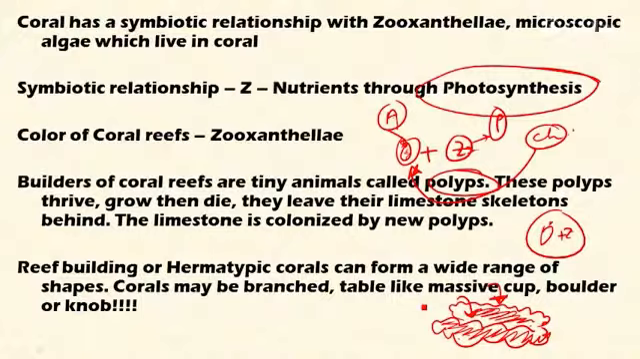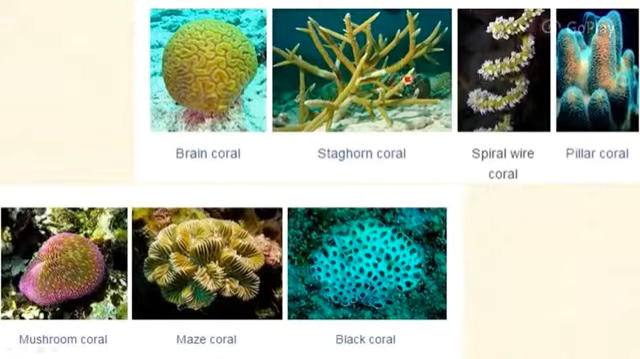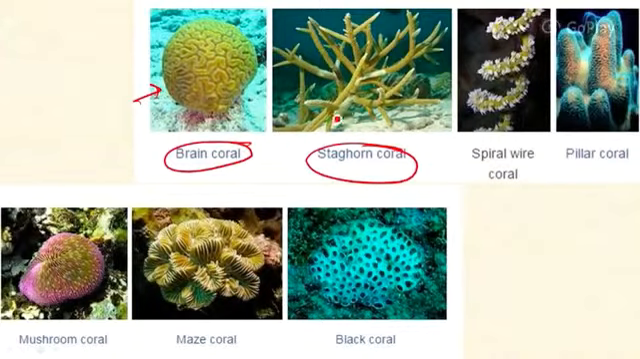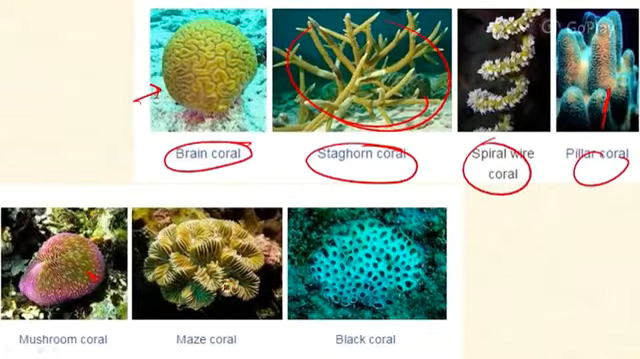And these reef building hermatypic corals can form a wide range of shapes. They can take any shape that you imagine. The corals may be branched, table like, massive, cup, boulder, or knob, and they may take even the shape of your brain. I will show that in the figure. So the brain coral has the shape of the brain, and the staghorn coral has the shape of the staghorn. There are spiral wire coral, pillar coral, mushroom coral, maze coral, black coral, and different other shapes as well. So they take diverse shapes.